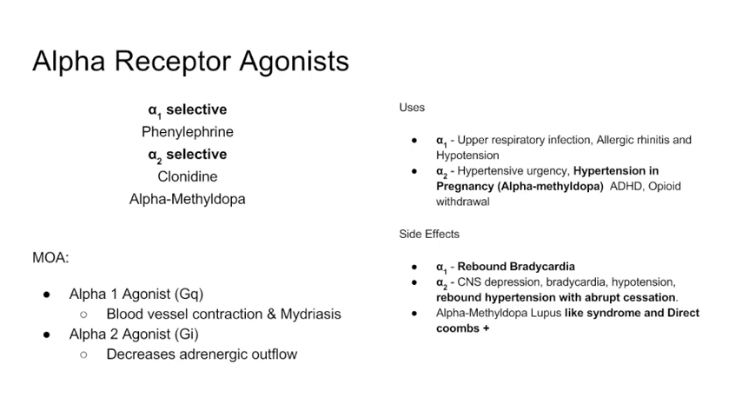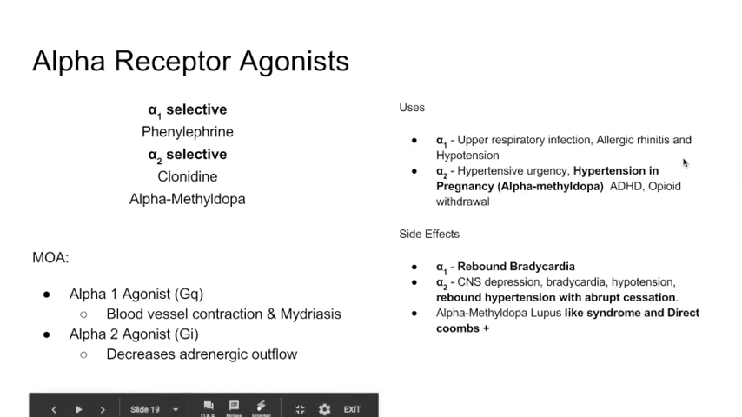So phenylephrine, it's an alpha-1 agonist. As I said before, the alpha-1 agonists cause blood vessel constriction, which is the most important thing to know. They can also cause mydriasis. I wouldn't worry too much about the mydriasis. I'd focus on the blood vessel constriction.